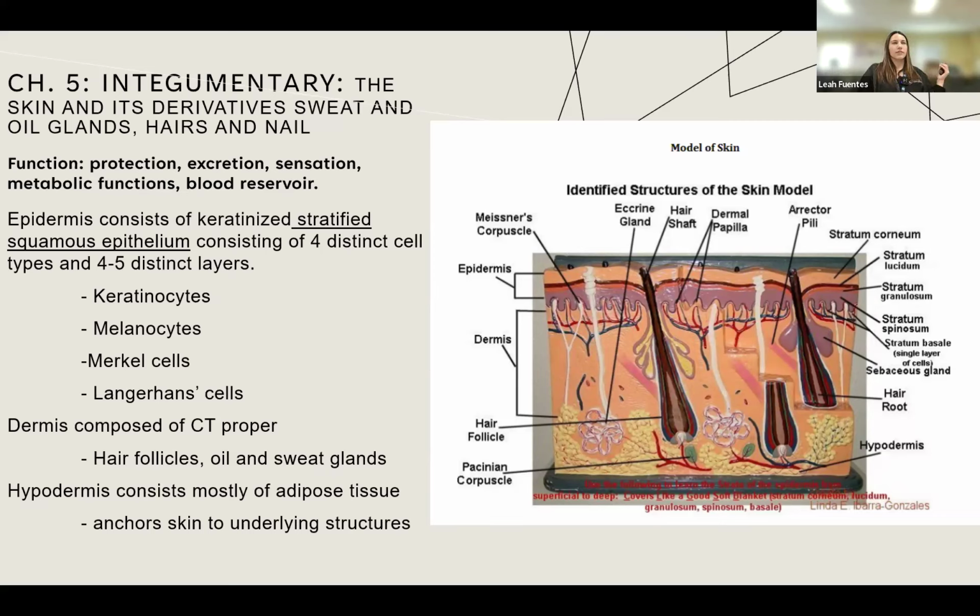A lot of the integumentary stuff is lab, so I'm going to run through this. Lastly, we have the hypodermis. This is mostly adipose tissue, and that's down here. This anchors the skin to the underlying structures or muscles. Another big thing to know about the hypodermis, it's a shock absorber and insulator.